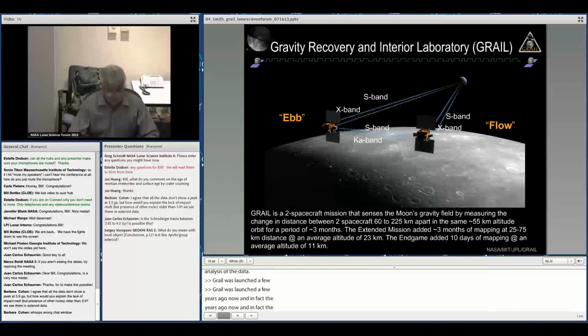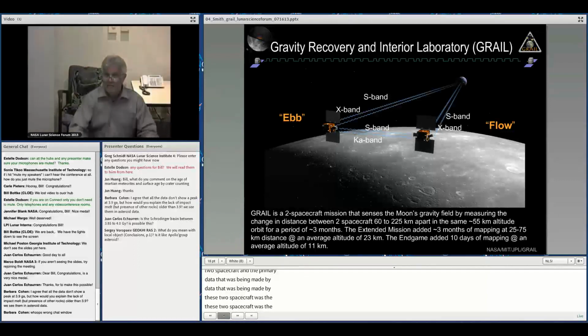It ended last December the 17th, 2012, and this first chart that you should be looking at right now just gives you a quick look at what the mission actually was. We had two essentially identical spacecraft, and the primary measurement being made by these two spacecraft was the link between the two spacecraft called the Ka band, if you can read it on the screen there.